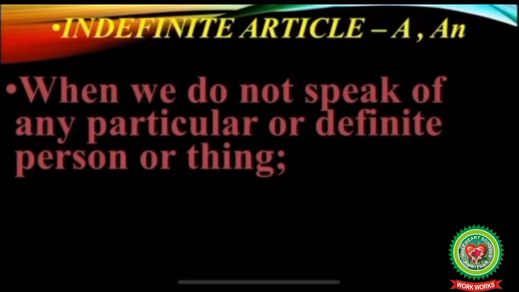Now children, see indefinite article. Under indefinite article, we have a and an. What does indefinite article mean? When we do not speak of any particular or definite person or thing. Now children, indefinite means when we do not talk about any particular or any definite person or thing, when we talk about any person or anything.